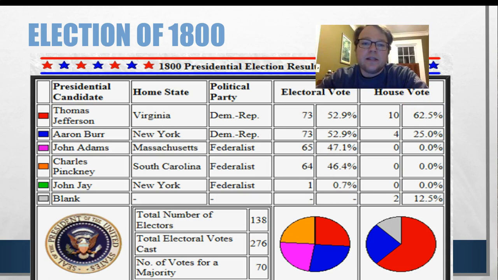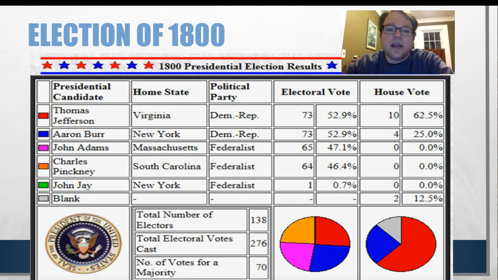And here we can see a little chart of this. You can see how they split up the vote. Aaron Burr from New York and Thomas Jefferson from Virginia got the same number of electoral votes, so they had to figure out how to do this. So they had the vote for the House, and eventually in the vote for the House, Thomas Jefferson won, and you can see those numbers, that there weren't a lot of votes.